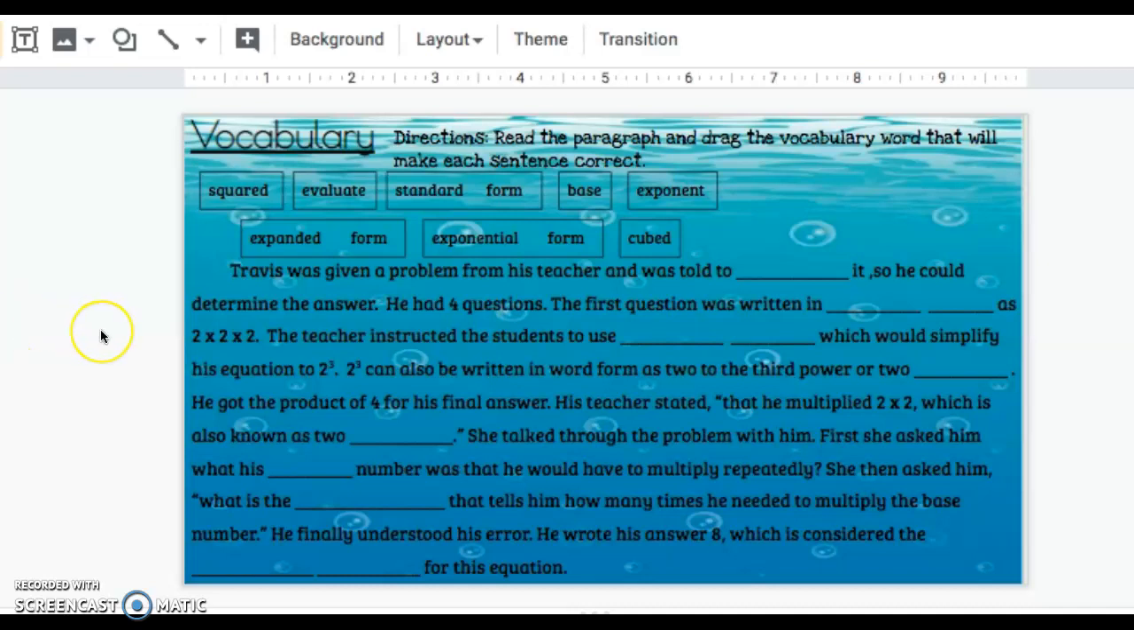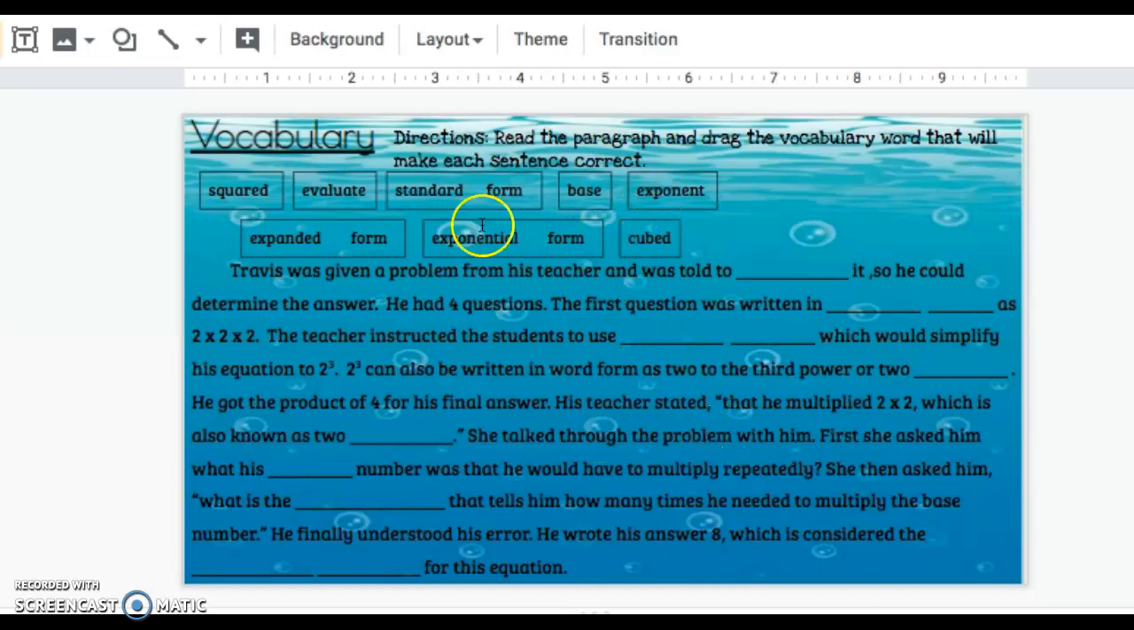All right, we're going to go over today's vocabulary. Your directions are to read the paragraph and drag the vocabulary word that will make each sentence correct. So we have 8 words up here, and we've been looking at these words all week. So you have squared, evaluate, standard form, base, exponent, expanded form, exponential form, and cubed.